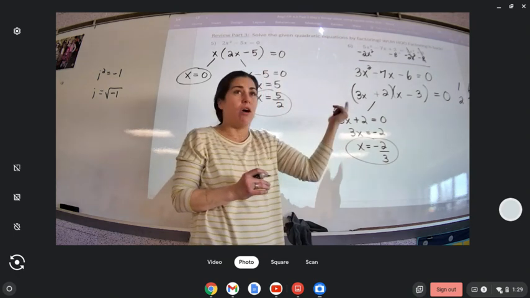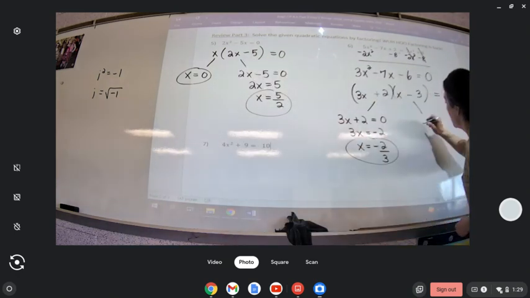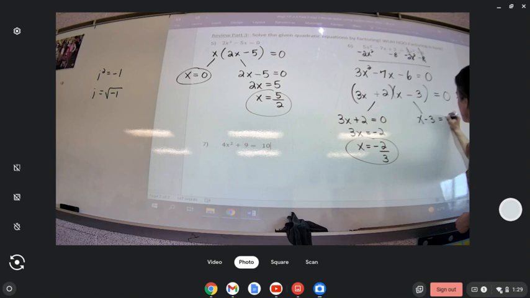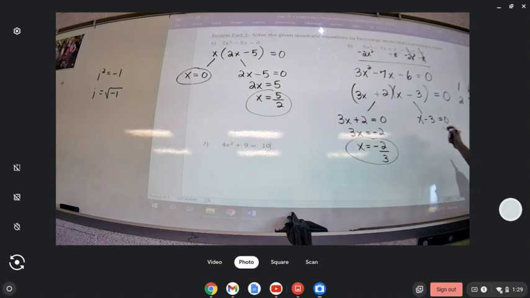But maybe he's not our 0. Maybe this one needs to be 0. So what's it going to take in order for x minus 3 to be 0? X would have to be 3. And he's your second answer to this degree 2 quadratic equation.